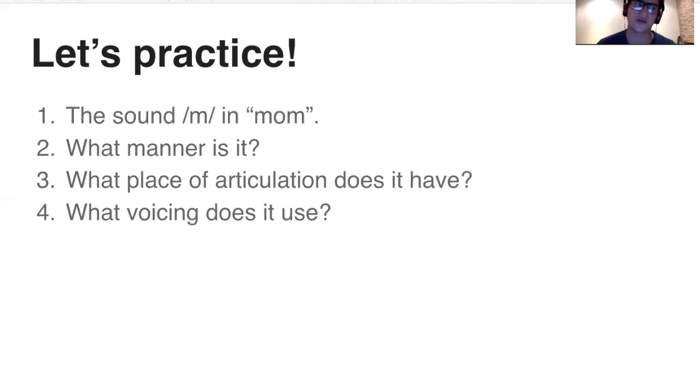So let's think about the m sound in mom. Now, what manner is it? It is nasal indeed because remember, if my nose is closed, then I can't produce that sound. Therefore, it's a nasal sound. What place of articulation does it have? My lips are touching both of them, so that means that it is a bilabial place of articulation. And what voicing does it have? Is it vibrating? It is definitely vibrating, so I know that it is a vibrating voicing.